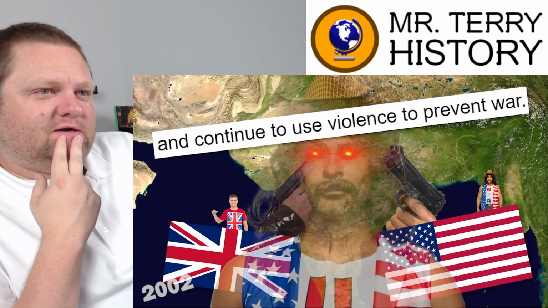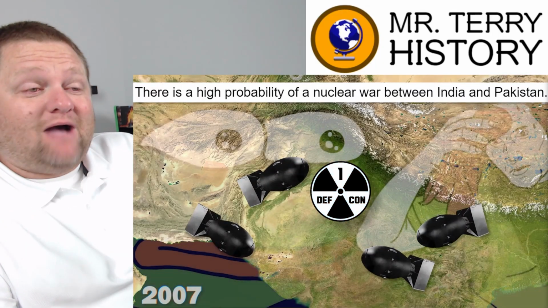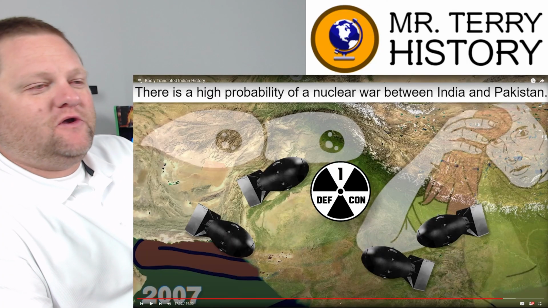2007, there's a high probability of nuclear war between India and Pakistan, because they both have nukes. They both do. They're both nuclear nations.